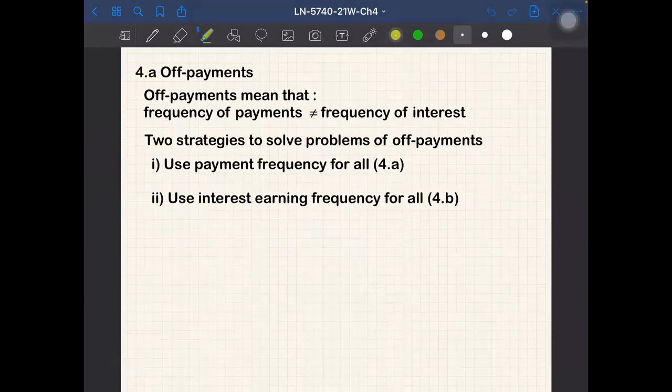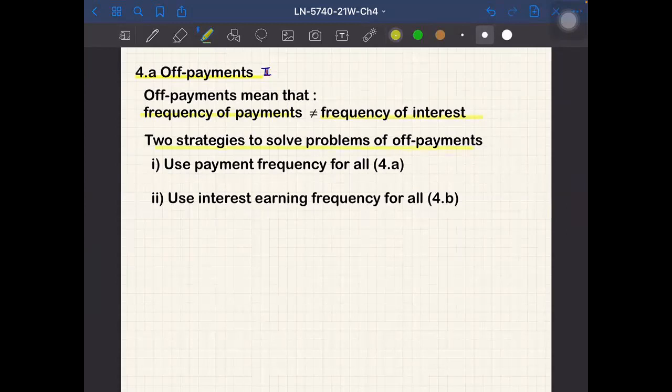Hi, everyone. So we start chapter 4, section 4a, the first section, on payments. Payments here means that the frequency of payments is not equal to the frequency of interest. For example, the frequency of payments is monthly, but the frequency of interest is annual. So there are two strategies to solve such kind of problems.